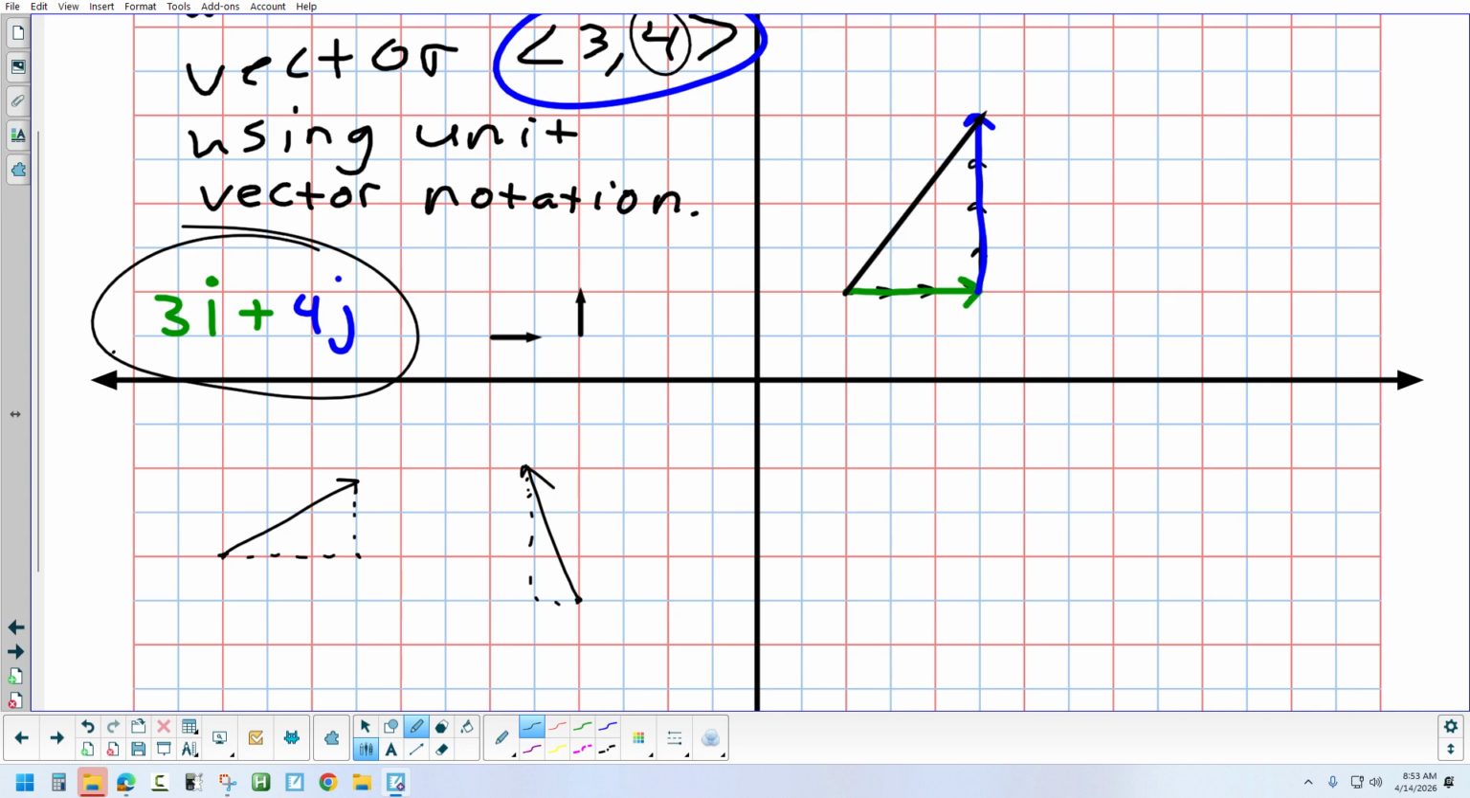And so, any question on this idea of unit vector notation? Okay, remember, when I write it, the i and the j, those are bold. These are like scalar products. That's from what we did yesterday. 3i plus 4j.